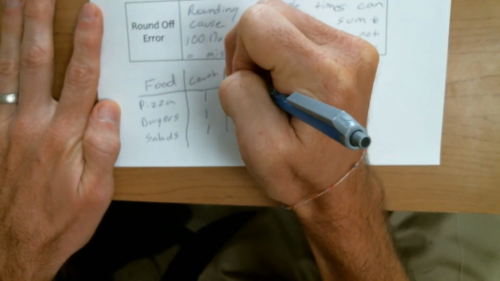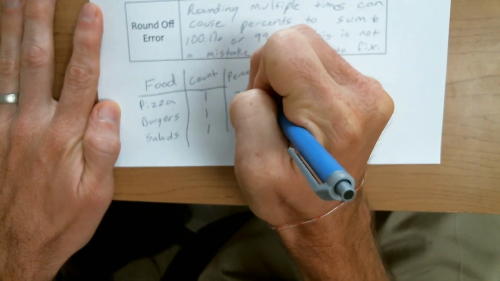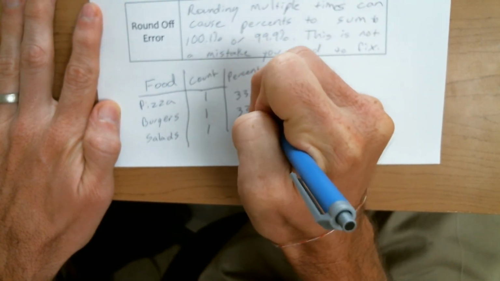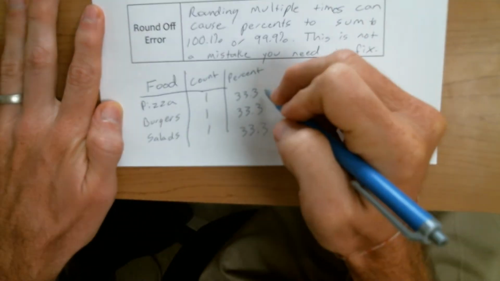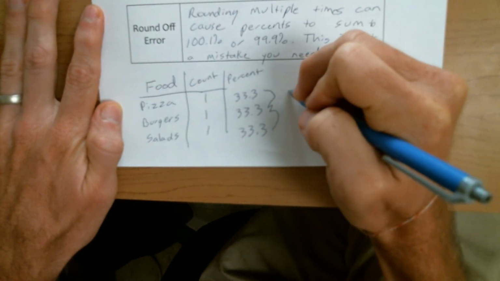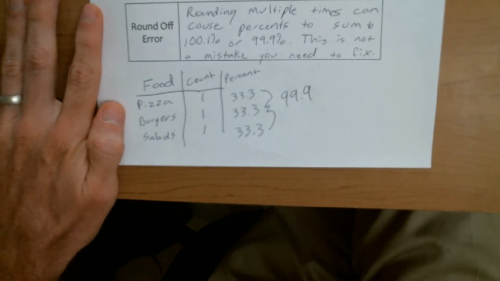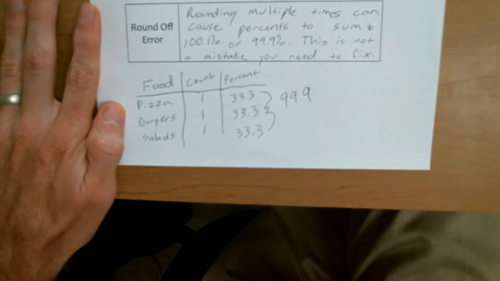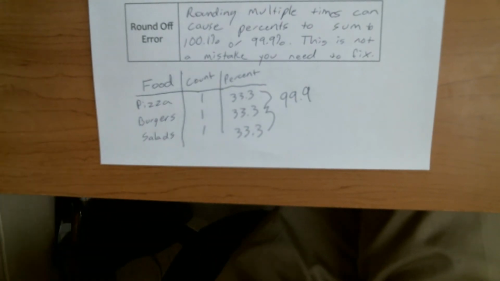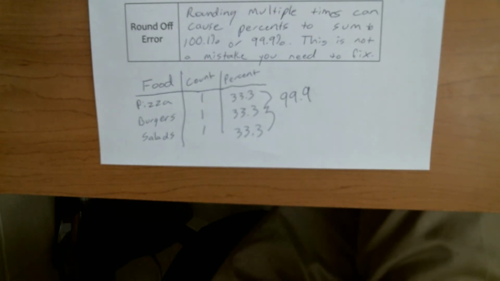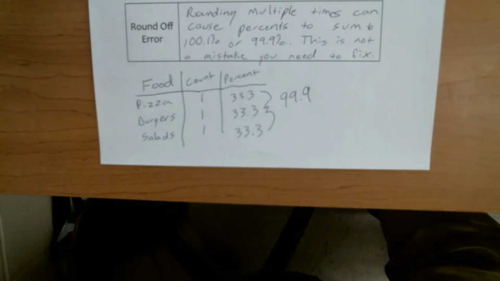If we were doing a percent, 1 out of 3 would be 33.3. If we were to add those all together, they would add up to 99.9. And we just don't worry about that. We just accept it as it's going to happen sometimes. It's the nature of rounding, the nature of repeating decimals and so on and so forth. It's not always going to perfectly work out. That's okay. We just proceed like it's no big deal.